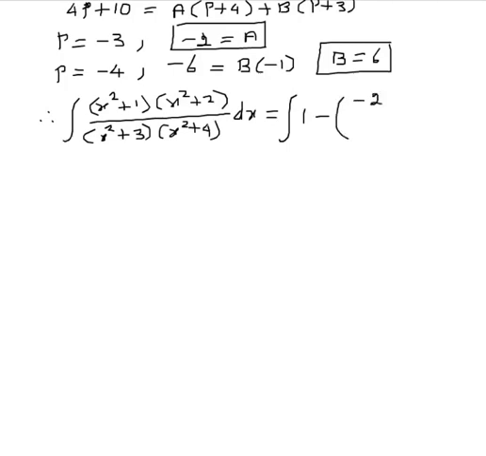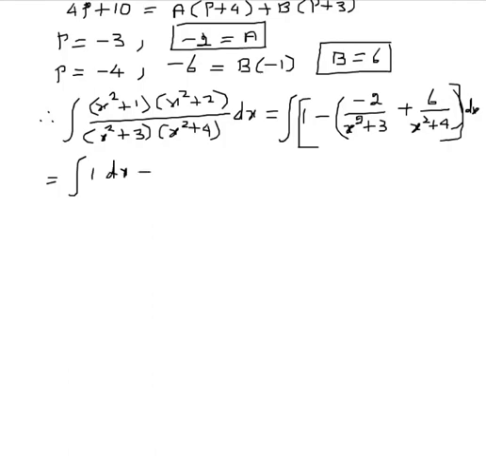A divided by p plus 3. Let us substitute for p. I told you we are not going to use p for integration. Minus 2 divided by x square plus 3, and b divided by, b is 6, divided by p plus 4. P is x square into dx.